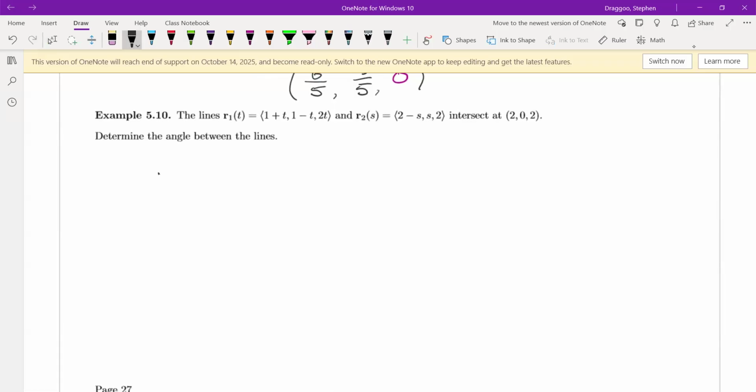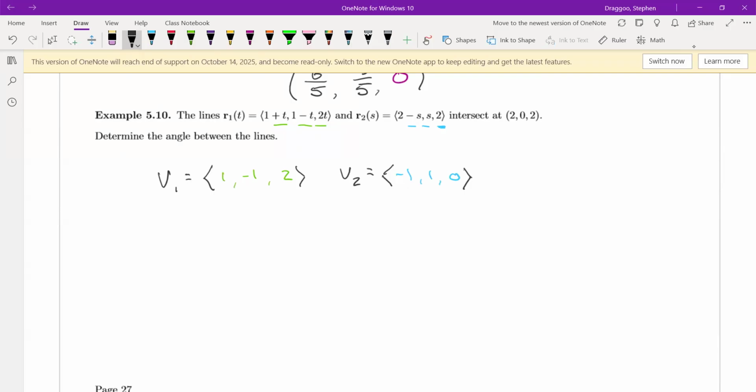So I just need V1, which is (1, -1, 2). Grabbing it here, here, and here. And V2, which is (-1, 1, 0). From that, and this no thing there at the end.